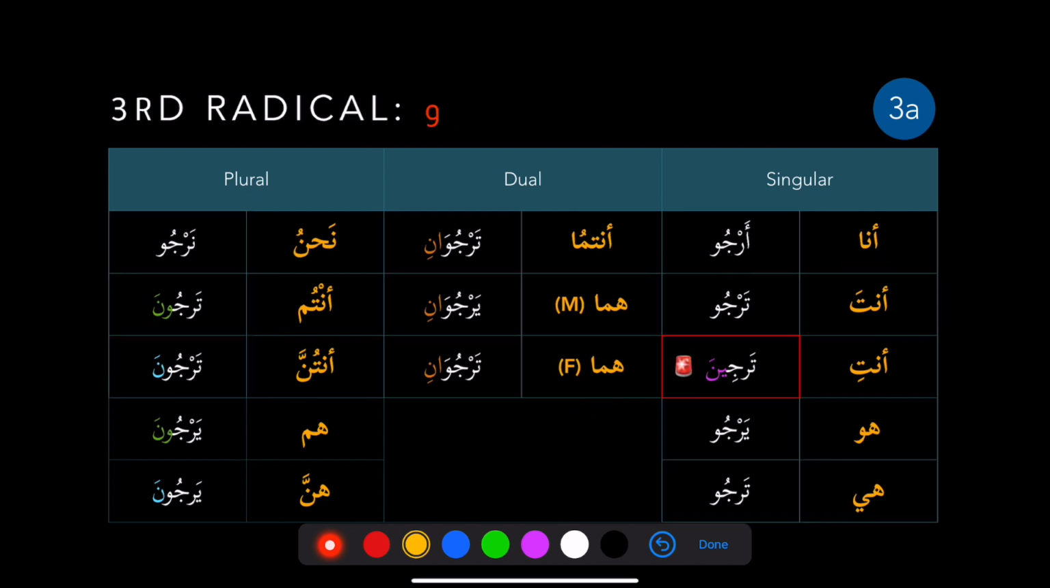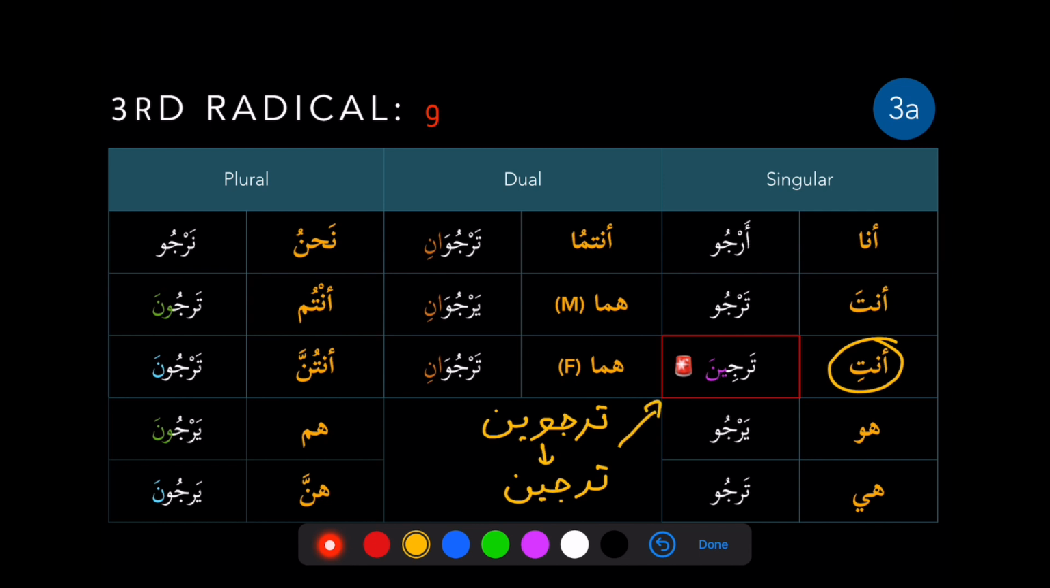The next change that we should look at is the anti pronoun, tarjina. Notice here that the final waw in the root disappeared. In theory, this conjugation wanted to be tarjuina, but instead the waw and the ya blended together and we ended up with tarjina, like we have here.